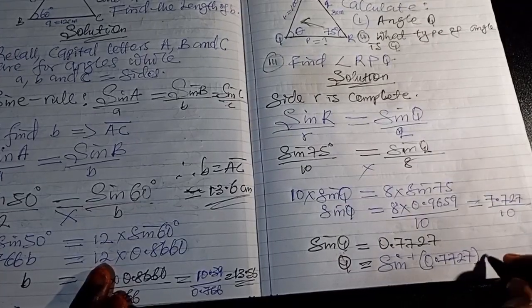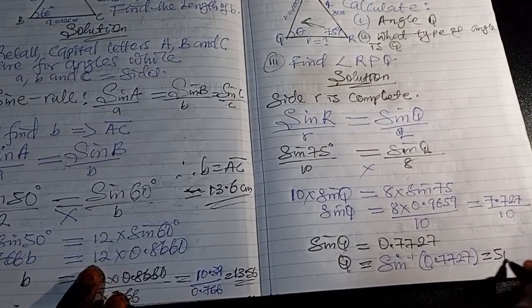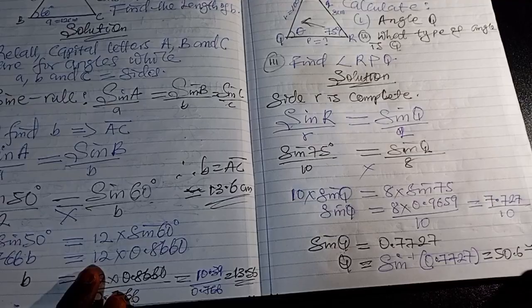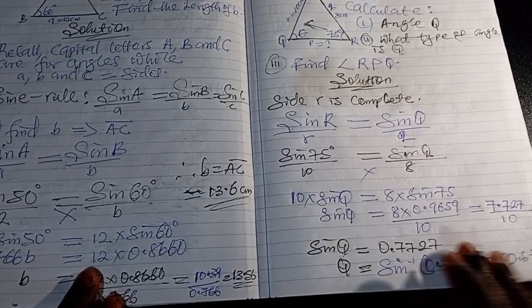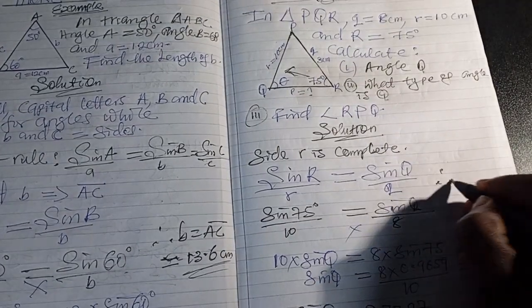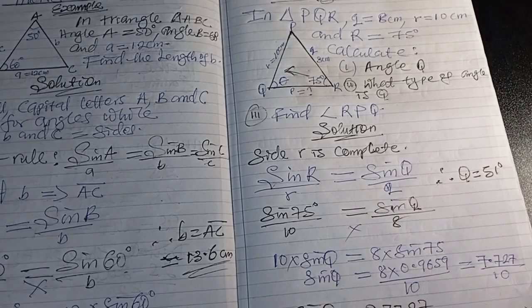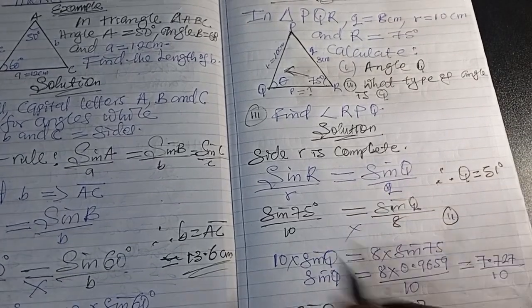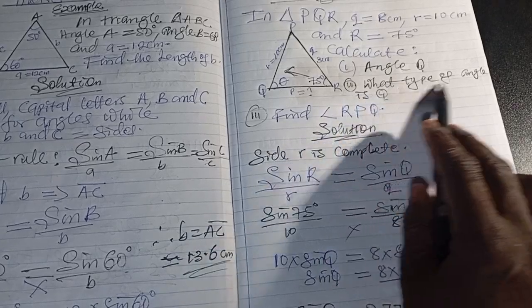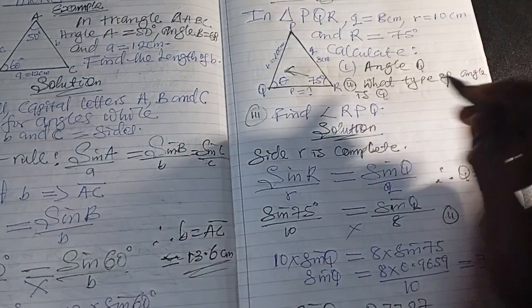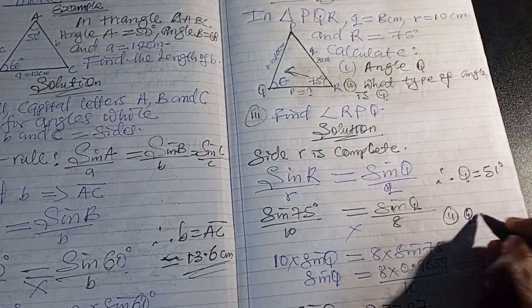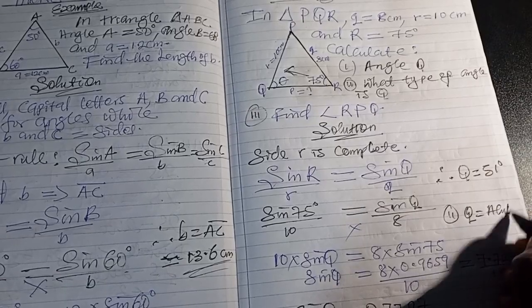So this is equal to 50.6, approximately 51 degrees. So I can say therefore Q is equal to 51 degrees. Okay, they said what type of angle is Q? So I can say Q is acute angle.